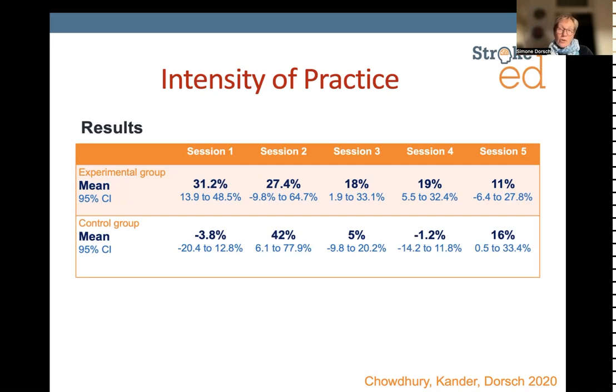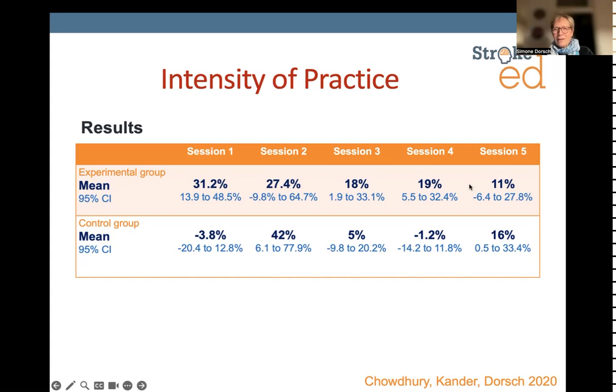Now, this table shows you the results session by session between the experimental group that had the counting and recording and the control group that didn't. So you can see, if you have a look across the experimental group, they increase their intensity of practice on every one of those 5 sessions. To start with, they're beating that 25% target, and then they do drop below, but they're still increasing.